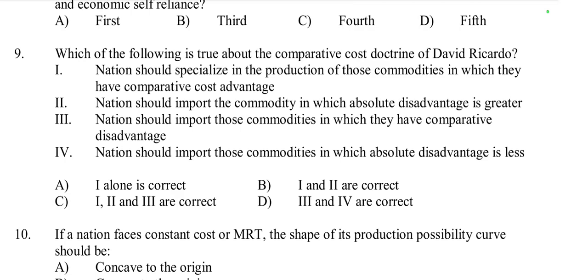So the comparative cost doctrine involves, first, nations should specialize in the production of those commodities in which they have comparative cost advantage. This is correct as per Ricardo's theory of comparative advantage. So option 1 is correct. Then option 2.